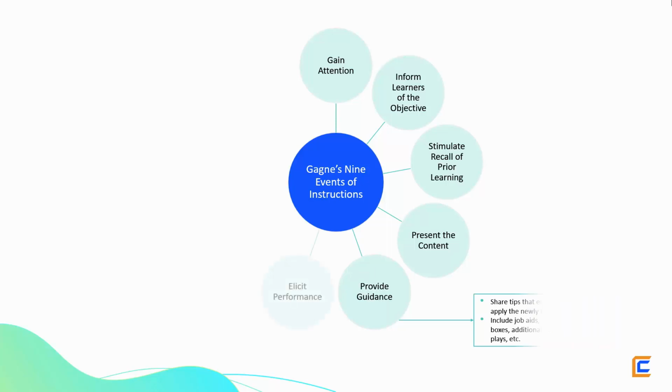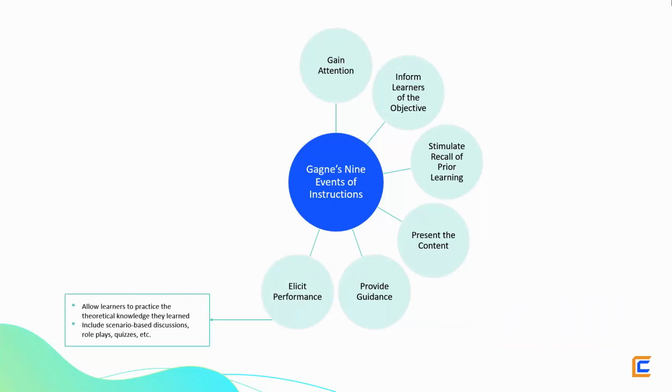The sixth event in the model is eliciting performance. Let the learners demonstrate their learning, ask them to solve quizzes, have a discussion with their group, work on a simulation, etc. Strategies like role plays are also helpful to demonstrate learning in courses dealing with soft skills.